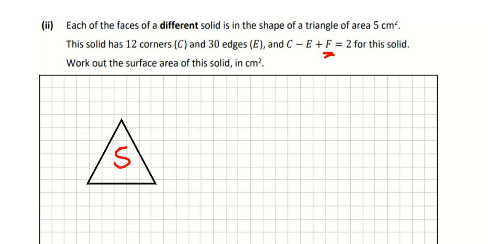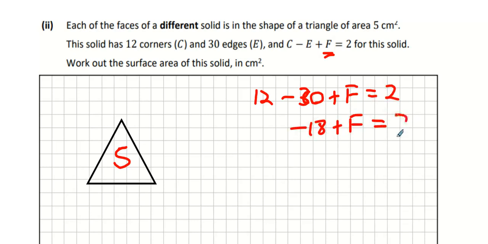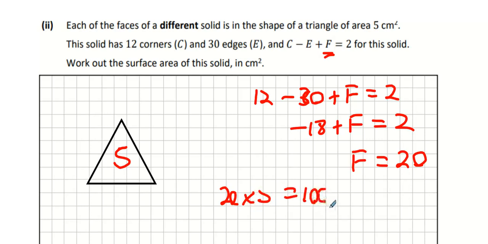So let's find out. Okay, so what's our C value? 12. Our E value? Our F value is considerably larger than that. So what's that? Minus 18 plus F is 2, and our F value is 20. It's a very complicated shape, and there's 20 triangles involved. So you multiply 20 by 5, and what do you get? Anybody get that? 100 centimeters squared. You work out the F value, then multiply by 5. You all good?